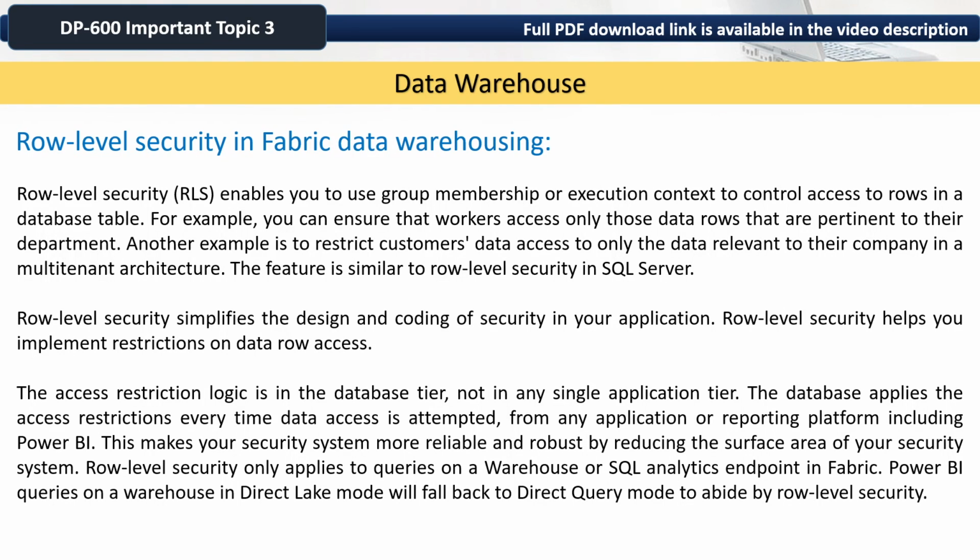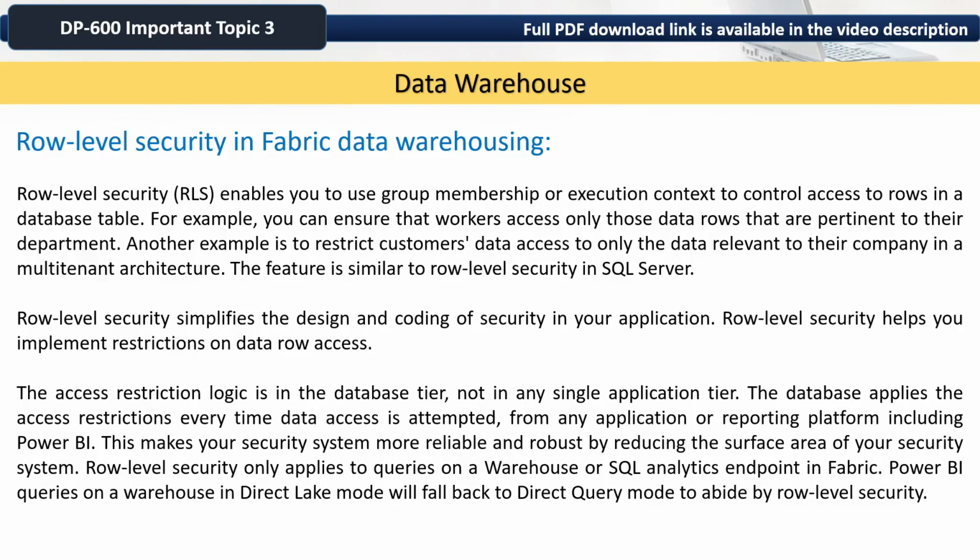Row level security in Fabric data warehousing. Row level security enables you to use group membership or execution context to control access to rows in a database table. For example, you can ensure that workers access only those data rows that are pertinent to their department. Another example is to restrict customers' data access to only the data relevant to their company in a multi tenant architecture. A feature is similar to row level security in SQL Server.